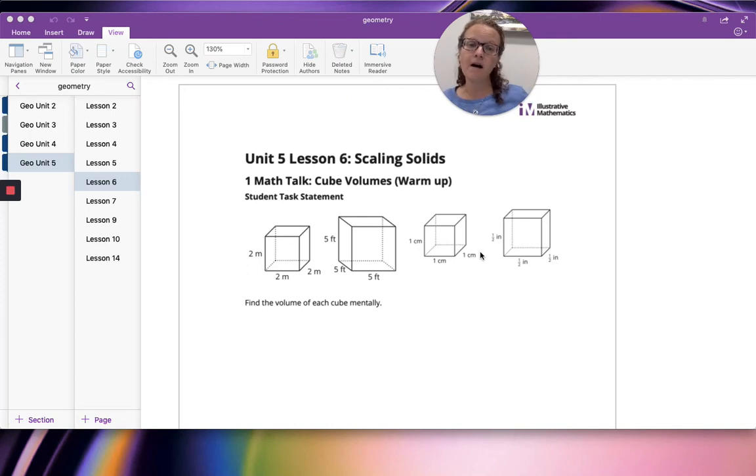Okay, let's talk volumes. So we're still scaling solids. We've just been talking about area for a few lessons. Let's bring it into volumes for a few lessons. Find the volume of each cube mentally.